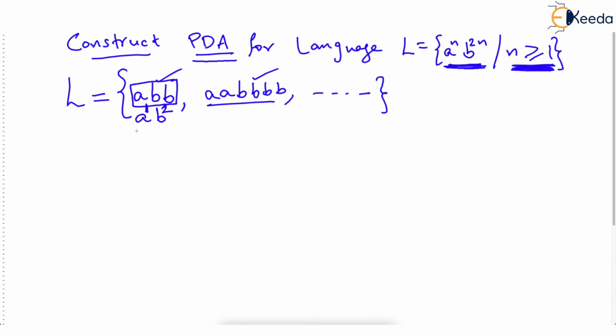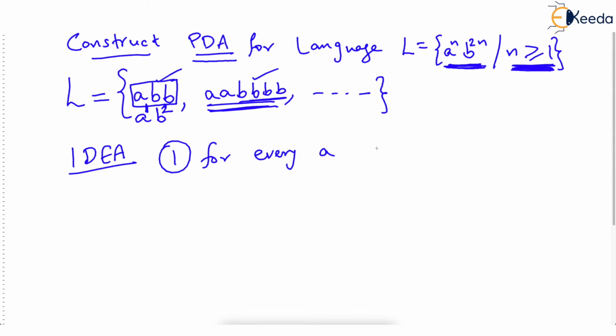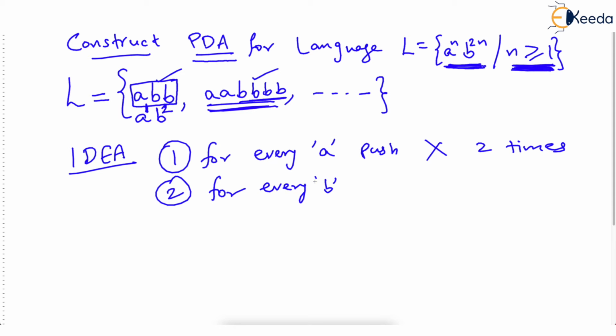So what is the idea? The idea is, given any string, we know that the number of b's should be double that of the number of a's. So what we do is, whenever our machine encounters an a, for every a we push x 2 times, and for every b, whenever our machine reads a b, we will pop a single x, 1x.